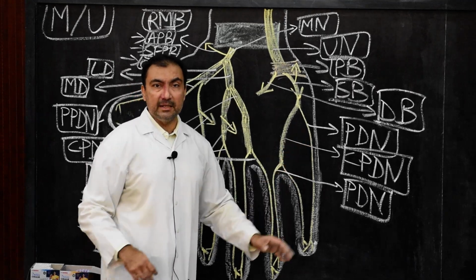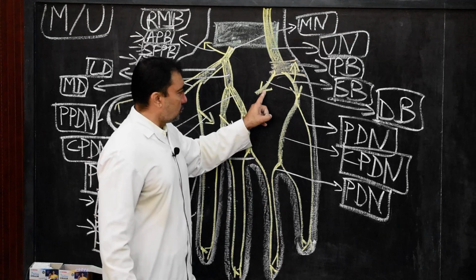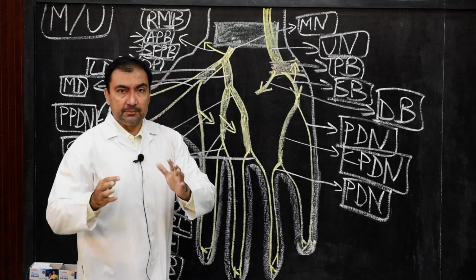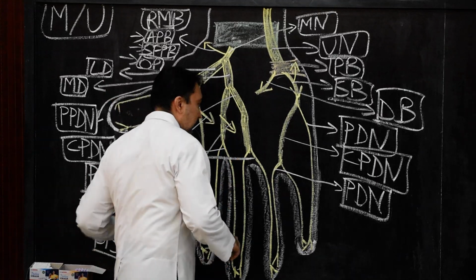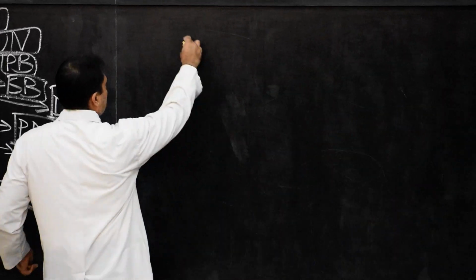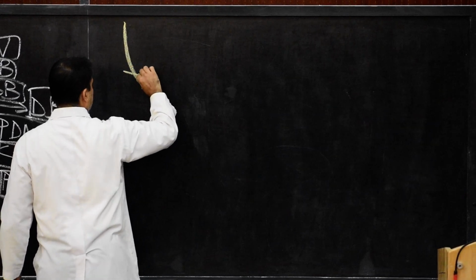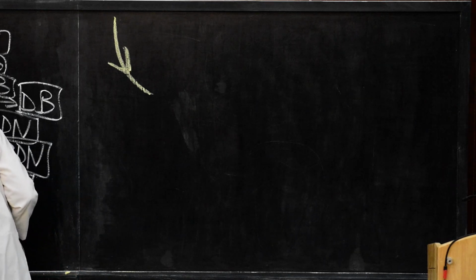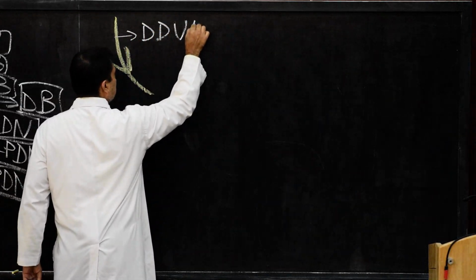Now coming up with the deep division. So now the deep division of ulnar nerve, it will travel and supply all the muscles. For that, very easy, very simple. If we come on this side, only a line diagram, a flow chart. This is the deep division of ulnar nerve. Let us name this as the deep division of the ulnar nerve.